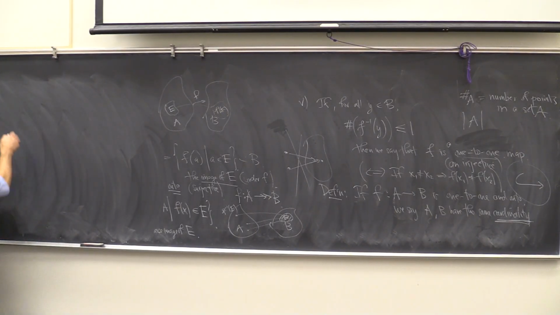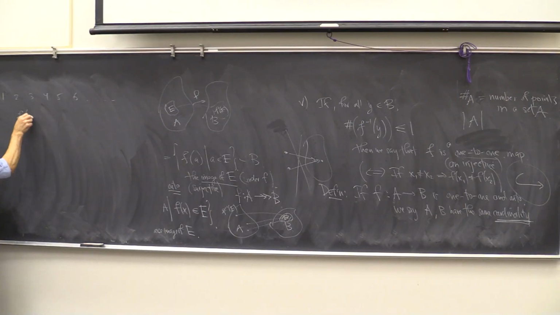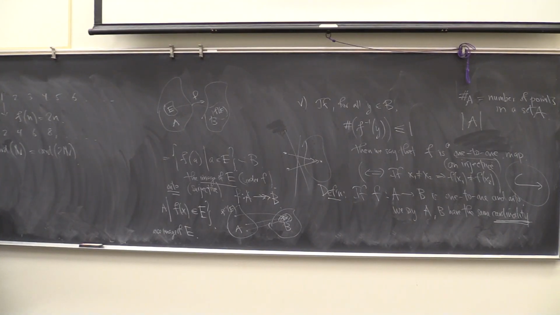Just to give you a simple example, if I take the natural numbers and create a map f of n equals 2n, then that map takes me to 2, 4, 6, 8, and so on. So the cardinality of the natural numbers is the same as the cardinality of the even numbers. Kind of obviously, you can create a one-to-one onto map from the natural numbers onto the even numbers, and vice versa, of course.